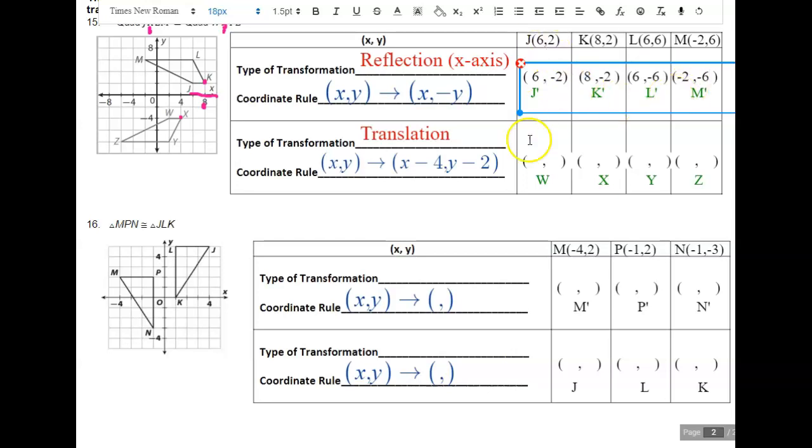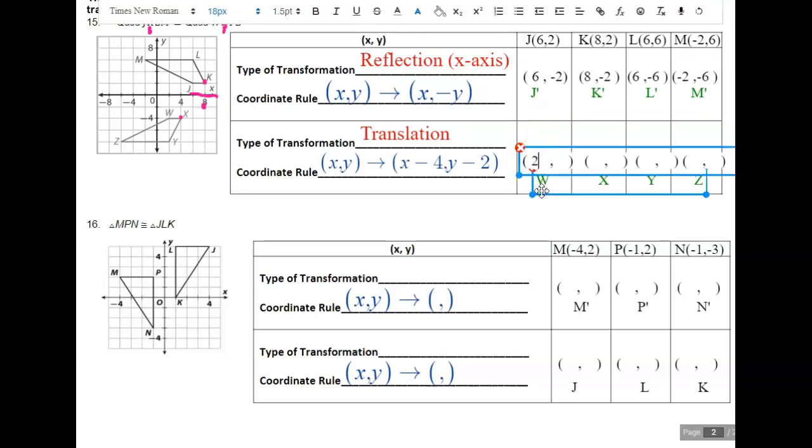Good. And then from here, we need to do our second transformation, which is x minus 4, y minus 2. So each of these are going to subtract 4 from the x. So 6 minus 4 is 2. Here, 8 minus 4 is 4. That's the one we looked at earlier. 6 minus 4 is 2. And then negative 2 minus 4 would be negative 6. There we go. Good. And then the y's are minus 2.